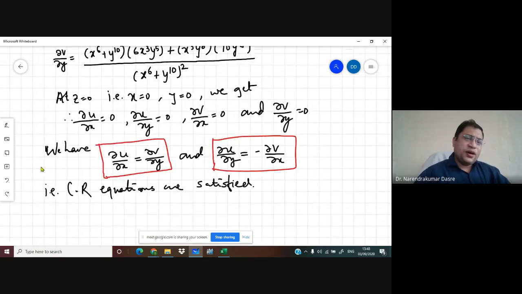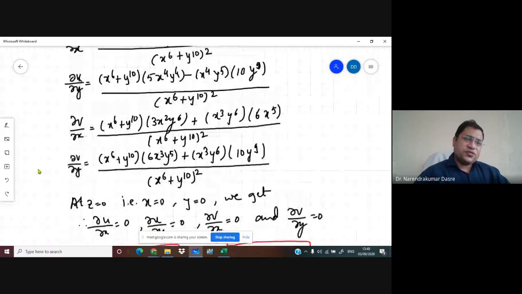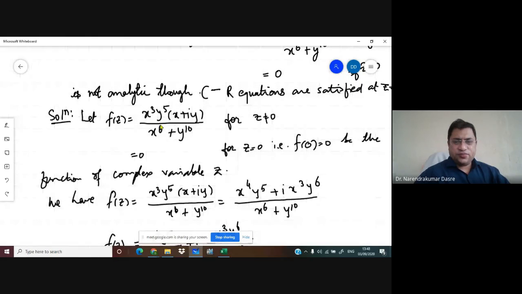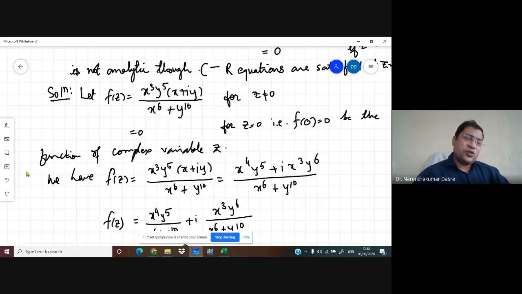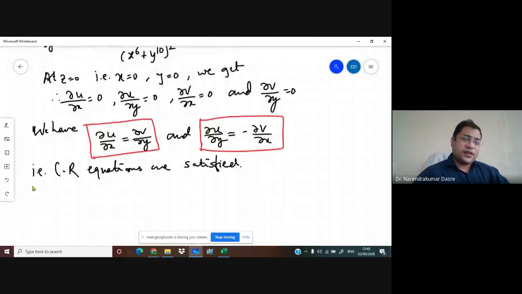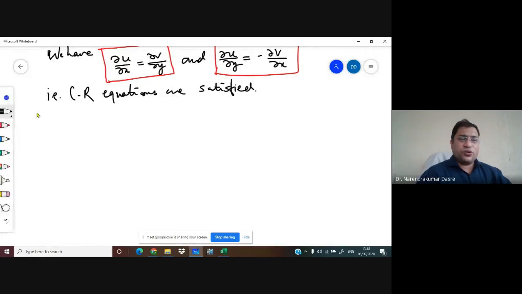Now, the other way to check whether this function is analytic or not: we know this function is continuous. So the question is, is it differentiable? If it is differentiable, then our work is done. But if it is not differentiable, then we can say it is not analytic. So let us check whether the derivative exists or not.